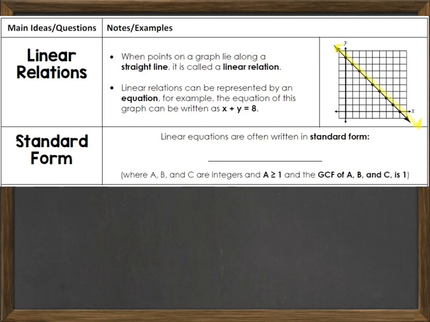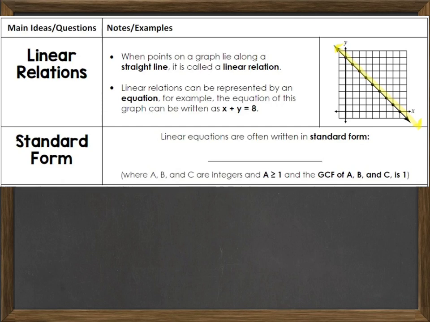Linear relations can be represented by an equation. Every line has a name, I always say, and its name is its equation. Just like Vincent looks like Vincent, and Jameson looks like Jameson, and Micaiah looks like Micaiah, and their name goes with their face, this equation goes with this line. So linear relations can be represented by an equation, and in this case it is x plus y equals 8.